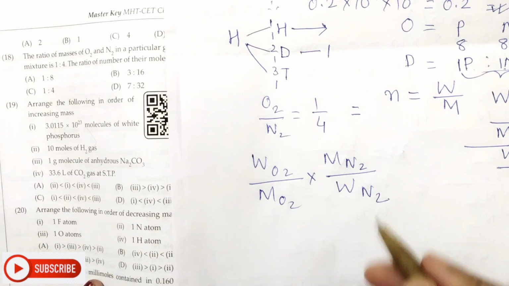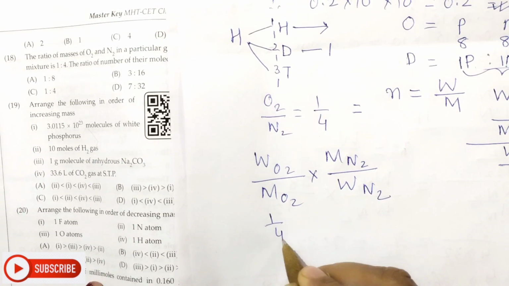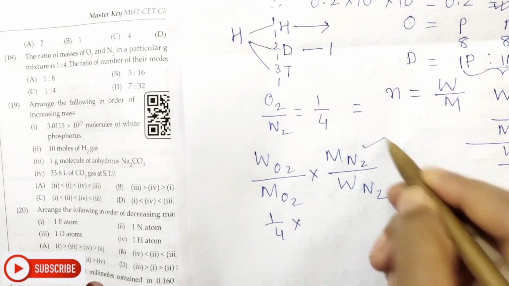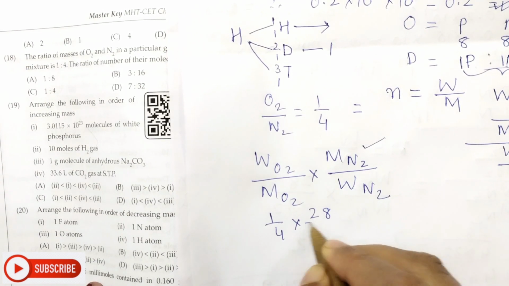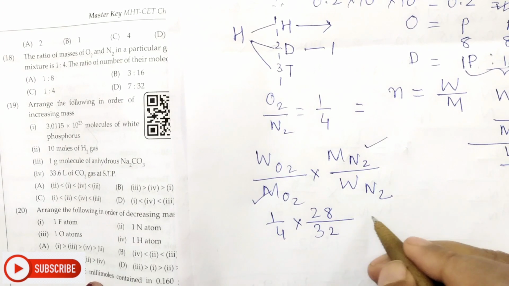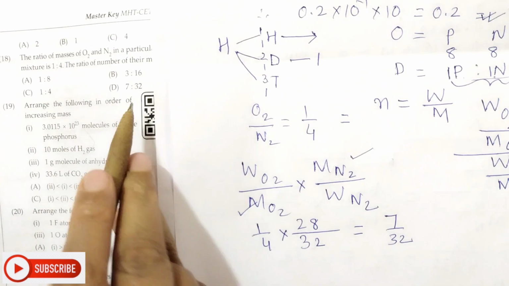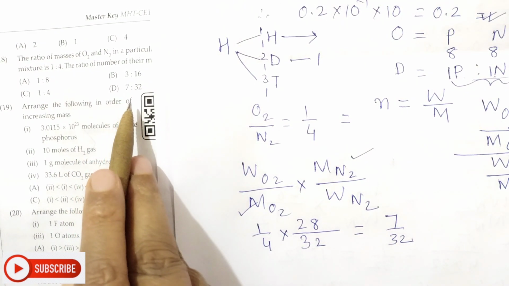Now you know the ratio is 1:4. So let us multiply this. This will be 1/4 into molar mass of nitrogen, you know it is 28, and molar mass of oxygen also you know that is 32. So they will give you the ratio, that is 7/32. So the answer here is the fourth option, 7:32.